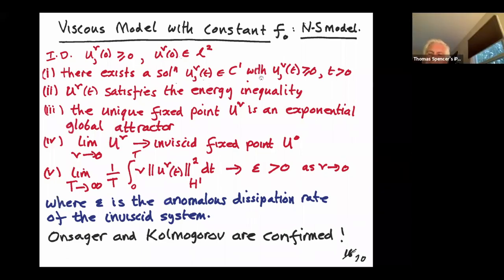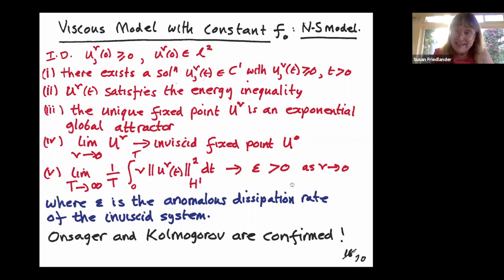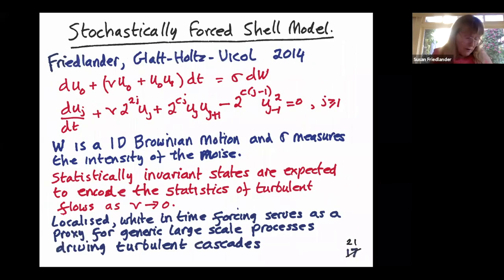Yeah. And everything that we can prove rather easily for the deterministic case, this result that Onsager and Kolmogorov are confirmed, we can do for the stochastic case too, but it's a distinctly more complicated proof. So let me just now move on to the stochastically forced problem. So now, again, the same system, infinitely.